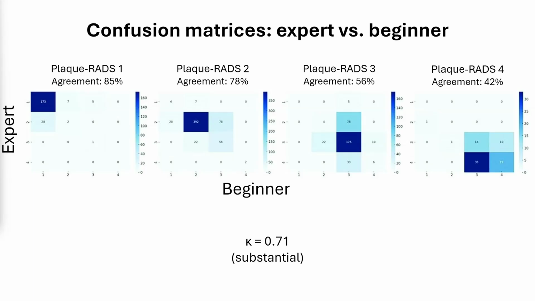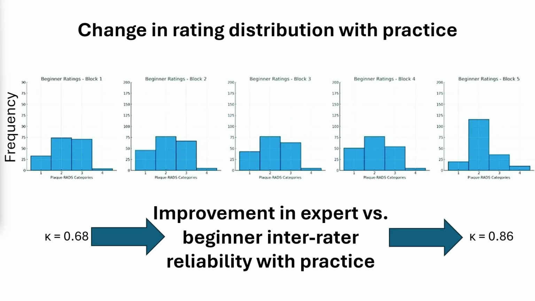And the category level agreement clearly deteriorated as plaque complexity increased into Plaque-RADS 3 and 4, which had inter-rater agreements of 56% and 42% respectively. So the take home here is not that beginners can't use the system, but that the difficult categories are exactly where training matters, and those difficult categories also happen to be the ones that have the greatest implications for stroke risk.